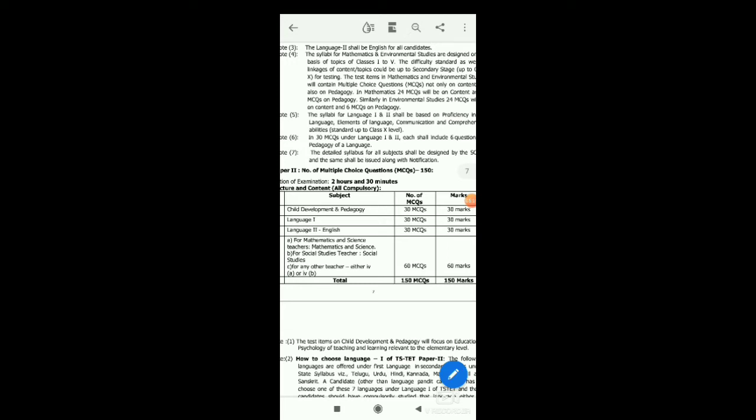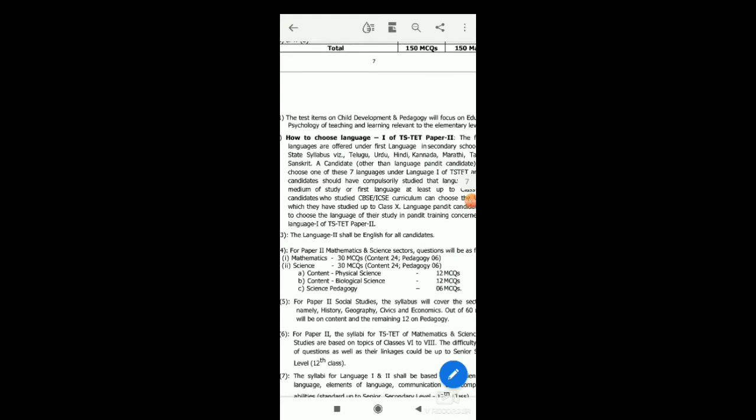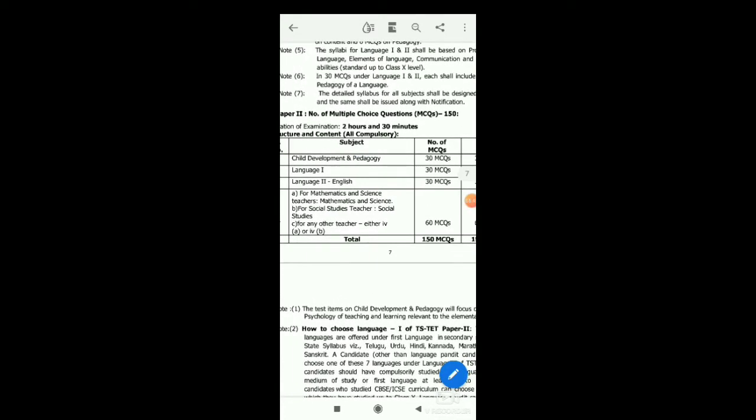And for social studies, those students who have selected social studies in their B.Ed methodologies have to go for social studies. So you will be getting 30 questions from mathematics and 30 questions from science. Whereas in the case of social studies, you will be getting 60 marks. Okay, 60 marks. This is very much important. Right, so it is having 150 questions. Now we can see all these subjects, like child development and pedagogy, language 1 and language 2, 30 questions are there, so 24 questions will be from your content, and 6 questions from your pedagogy.